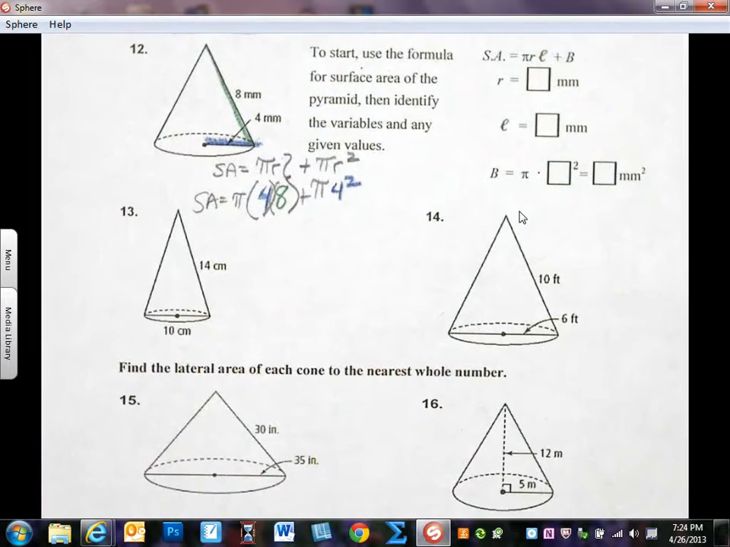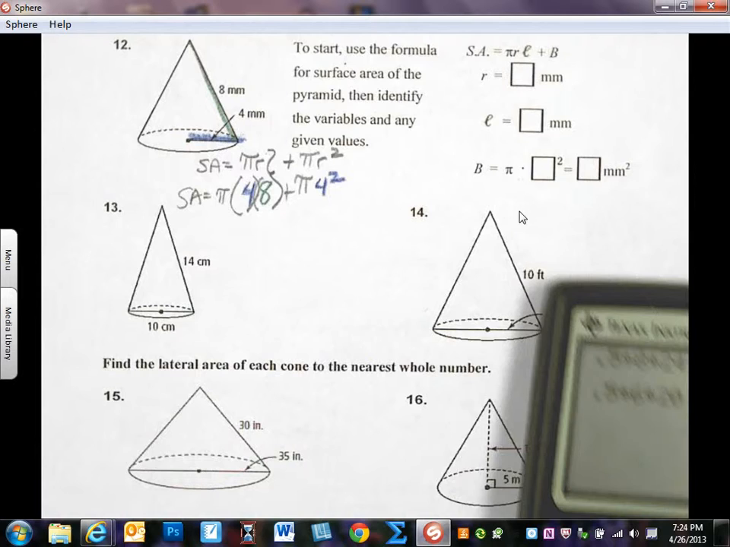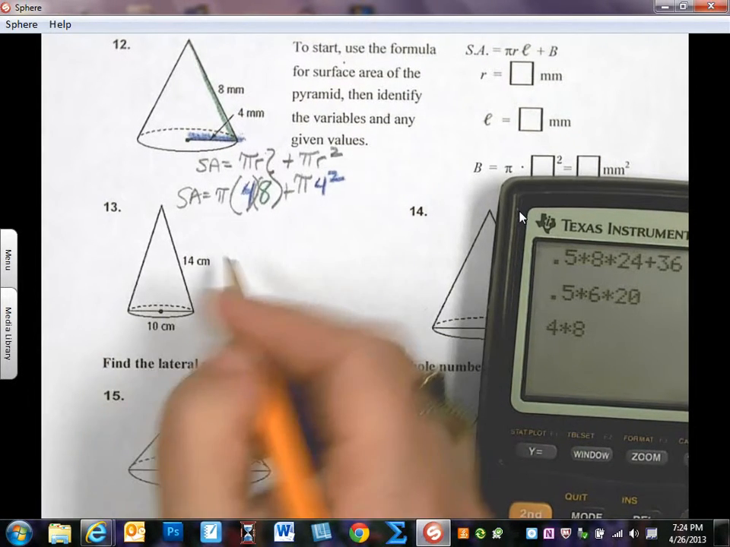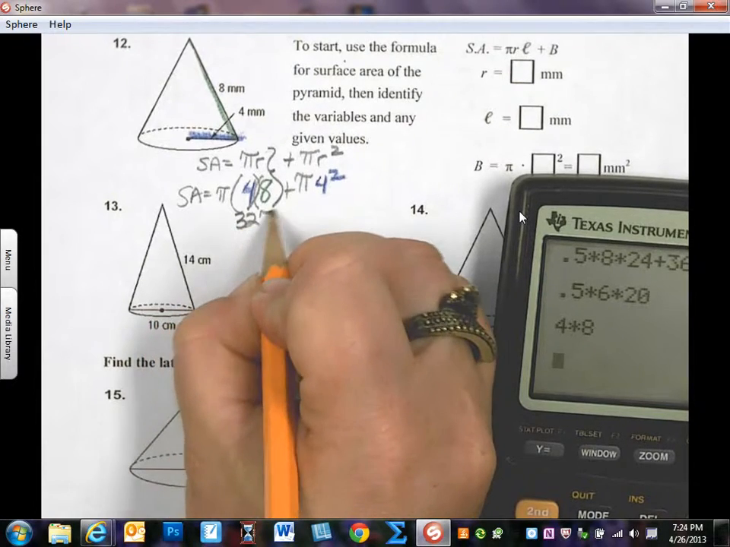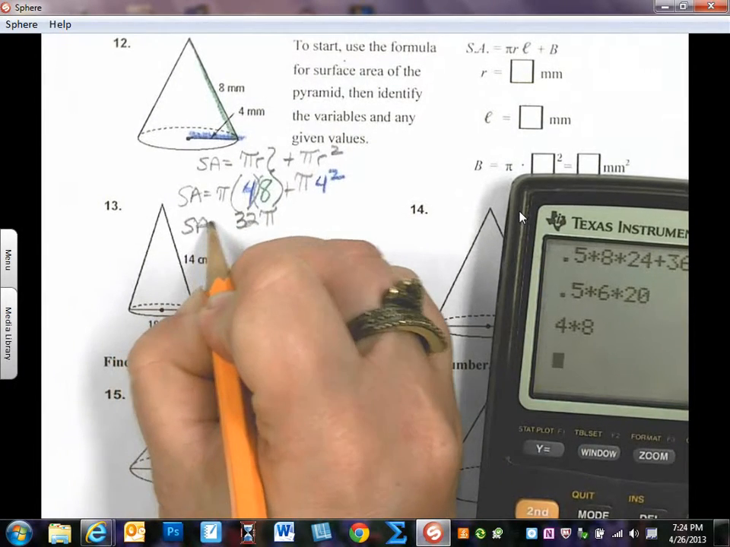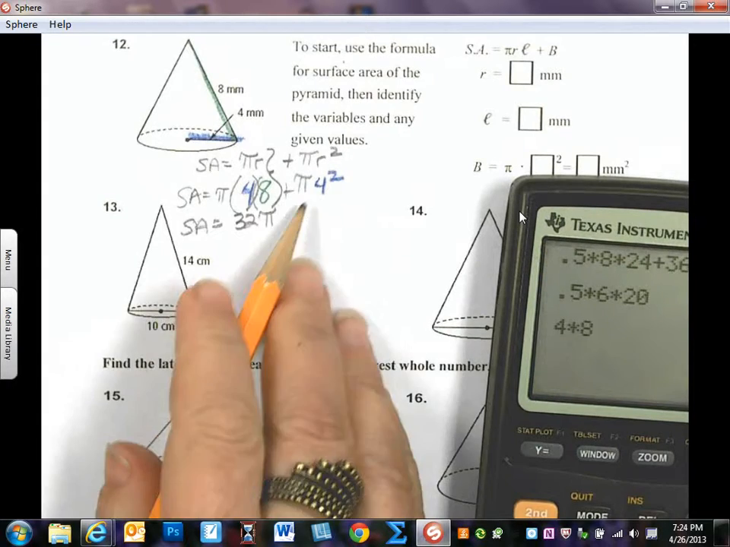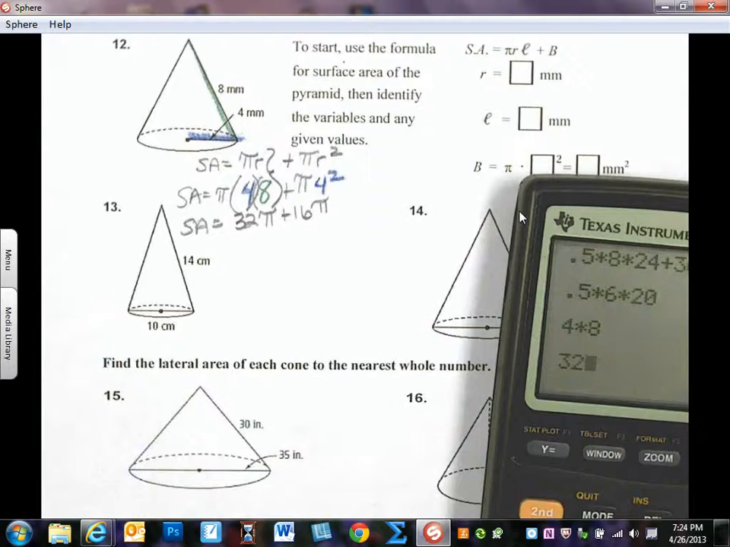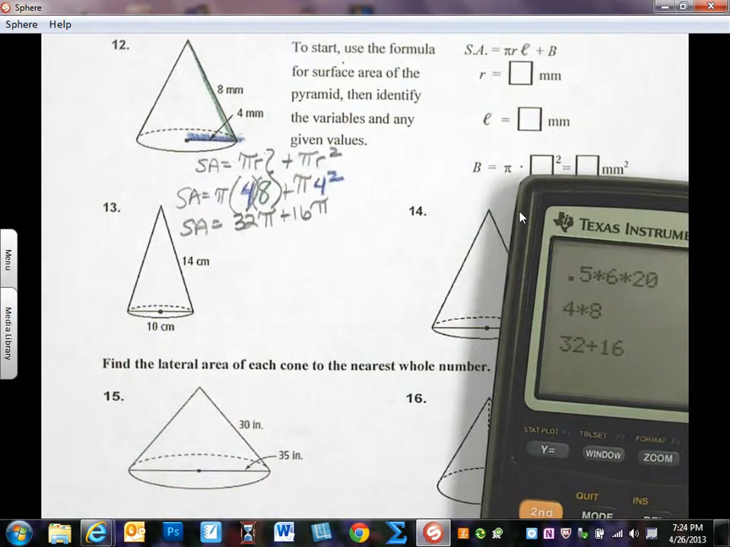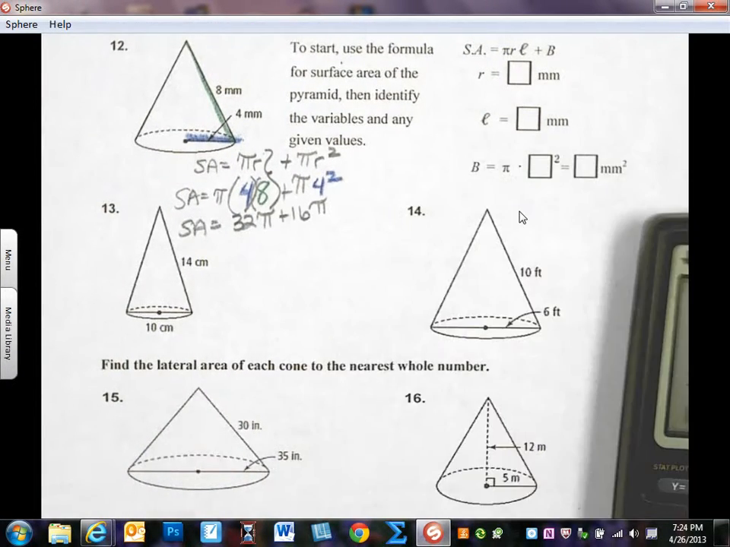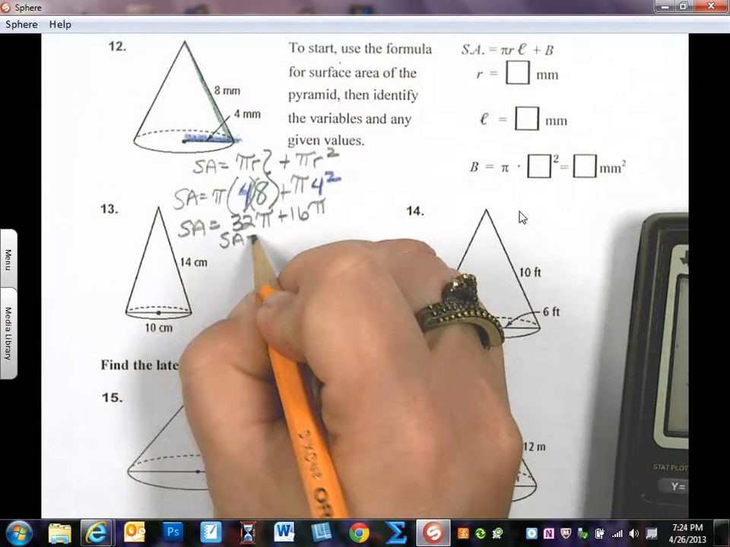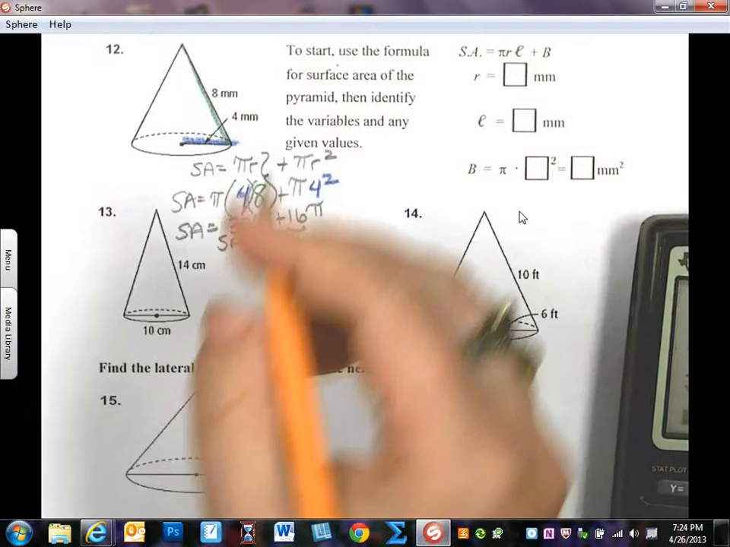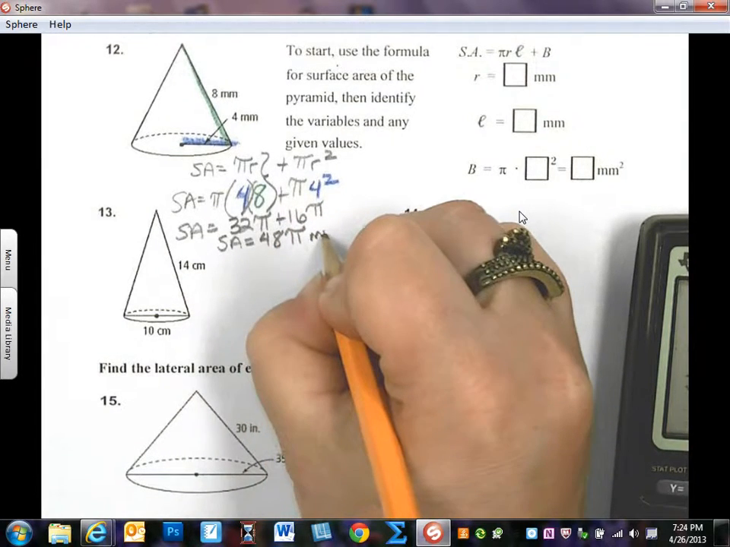Now remember, when we want our answer left in terms of pi, we are not going to multiply pi through. So 4 times 8, this side is 32 pi. And then 4 squared is 16. So I'm going to add 32 plus 16, and that's going to give me 48. So my surface area left in terms of pi is 48 pi. And then our units is millimeters squared.